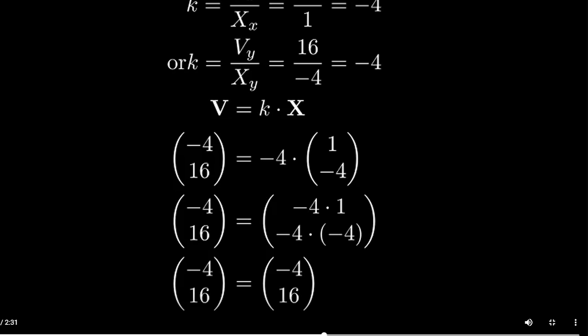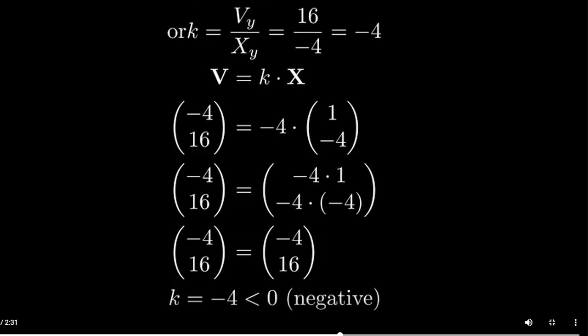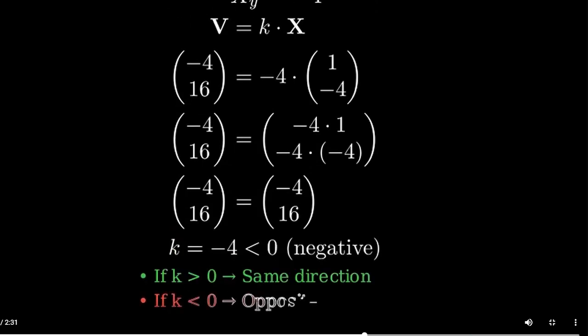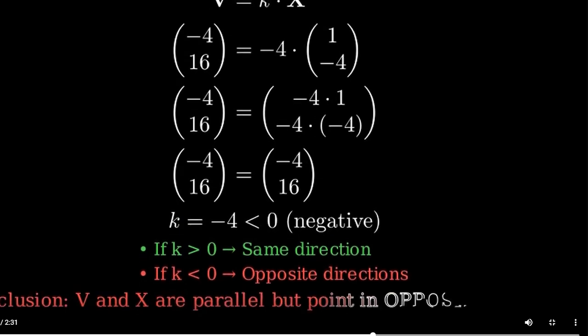Now, let's interpret what a negative scalar means. Since k equals -4, which is a negative value, vectors v and x point in opposite directions. Remember, if the scalar is positive, the vectors point in the same direction. If it's negative, they point in opposite directions.